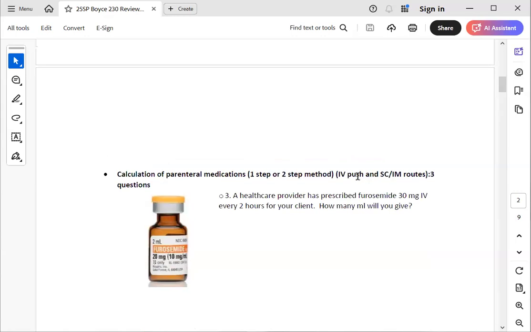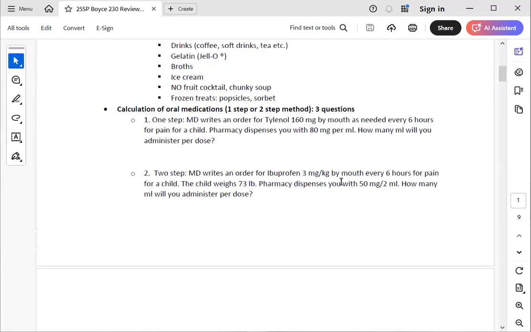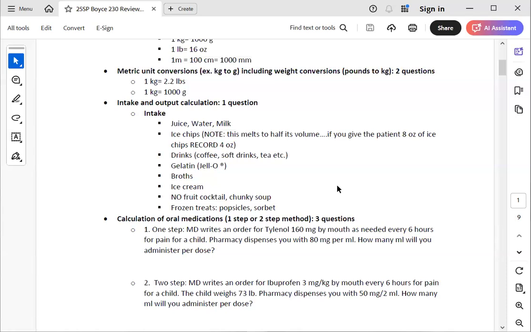Let's see here. And those are the main things that are, like I said, new, different, or at least maybe add an additional challenge, particularly those heparin questions. And there's a bunch on here.